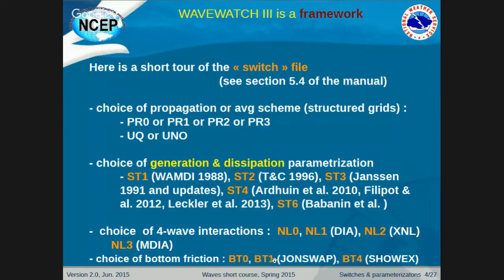Then you can do different things with the bottom friction. So BT0 is no bottom friction. BT1 is what's called the JONSWAP parameterization, which doesn't really have much physical basis, but it's some coefficient times the orbital velocities. BT4 is based on the roughness, and that includes an effect of change in roughness due to ripple formation on the bottom. So you have more orbital velocity that will generate some ripples that increase roughness and enhance dissipation.